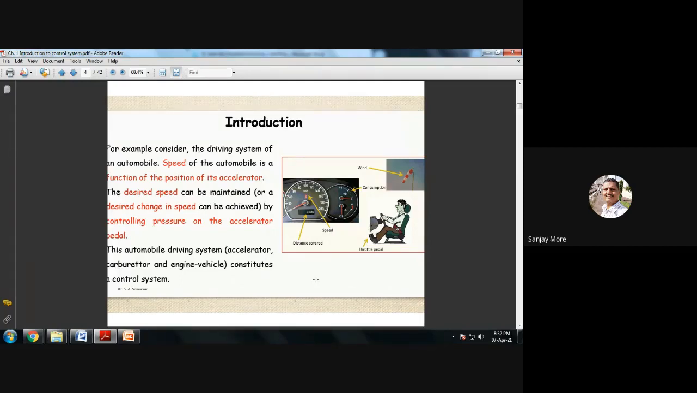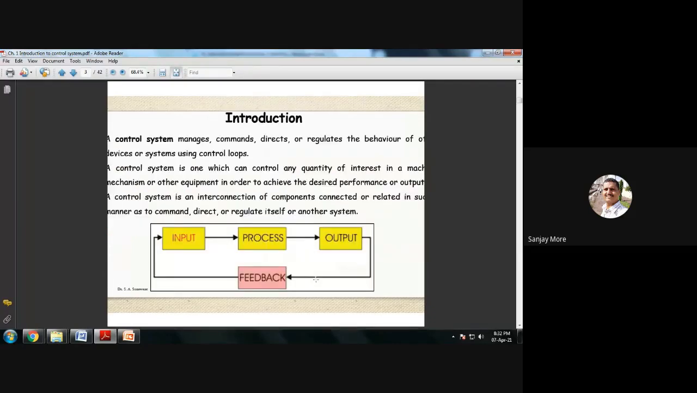This automobile driving system, accelerator, carburetor and engine of the vehicle constitute a control system. Means the whole automobile system is totally based on control systems. Okay, so draw this diagram, give the heading control system, and draw this block diagram: input, process, output and feedback.